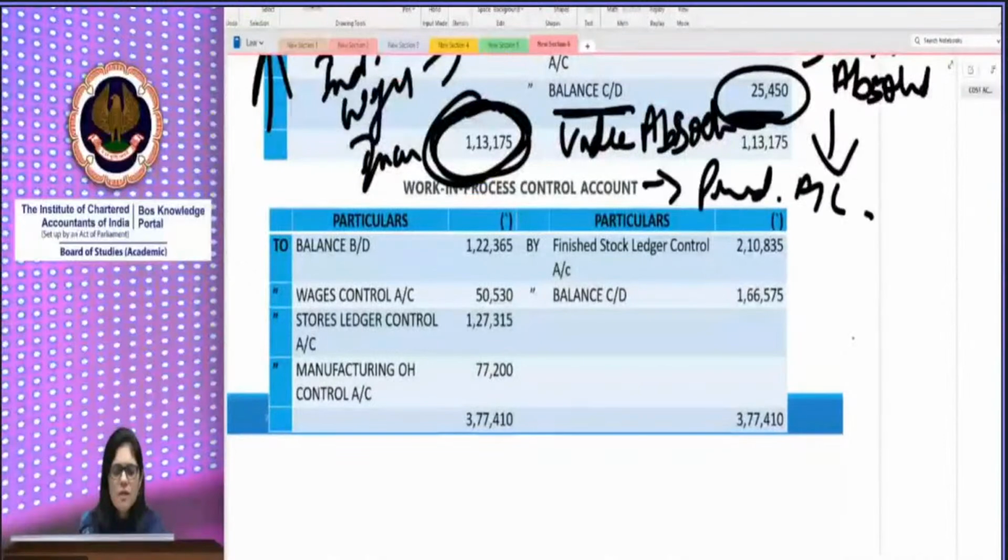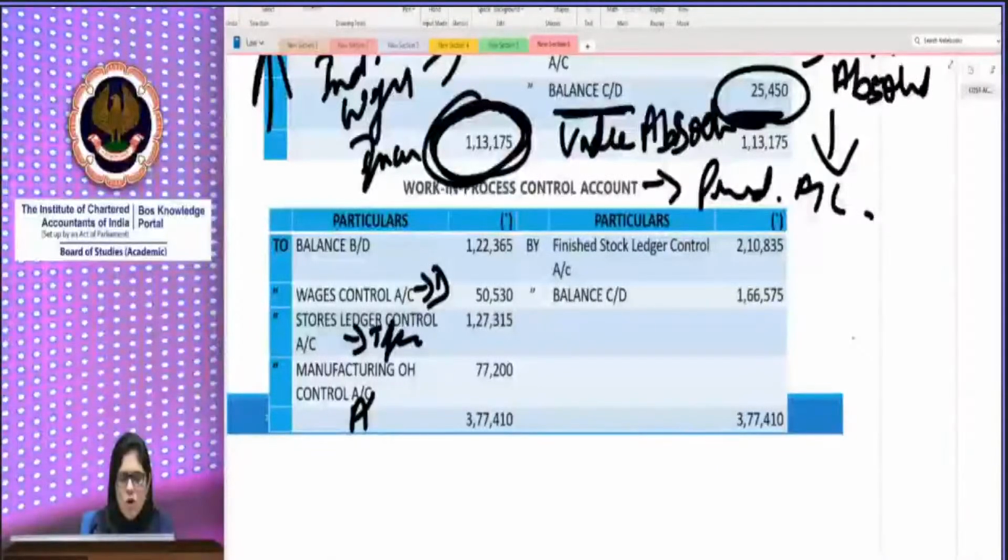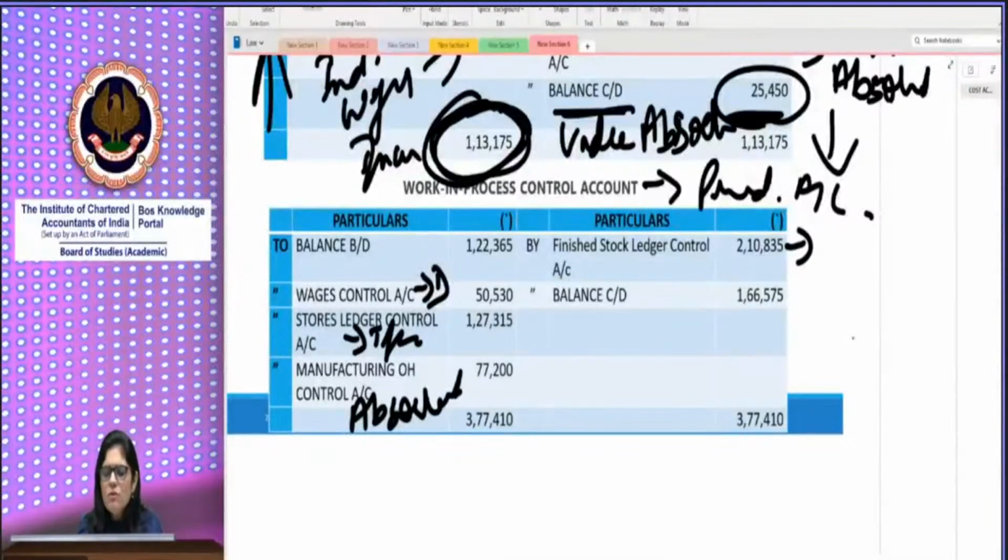Coming to WIP, the main production account. This is the main production account. So again, this is all transferred from wages, direct wages. It is transferred from material, and manufacturing overhead is absorbed. Clear? So direct material, direct wages, expenses, manufacturing overhead. So manufacturing overhead ultimately is absorbed in WIP only.